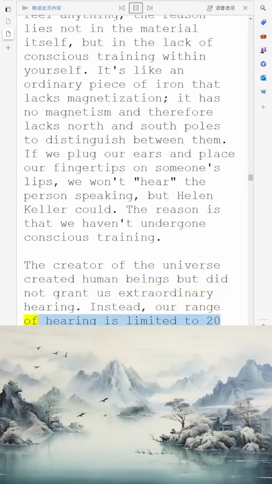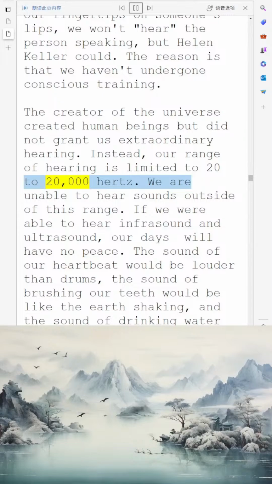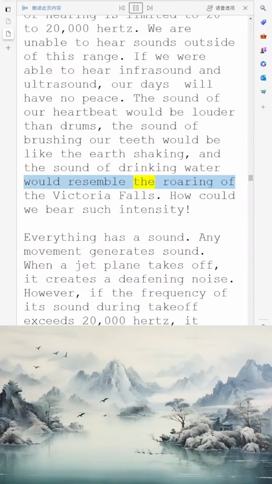Instead, our range of hearing is limited to 20 to 20,000 hertz. We are unable to hear sounds outside of this range. If we were able to hear infrasound and ultrasound, our days would have no peace. The sound of our heartbeat would be louder than drums. The sound of brushing our teeth would be like the earth shaking, and the sound of drinking water would resemble the roaring of the Victoria Falls. How could we bear such intensity?